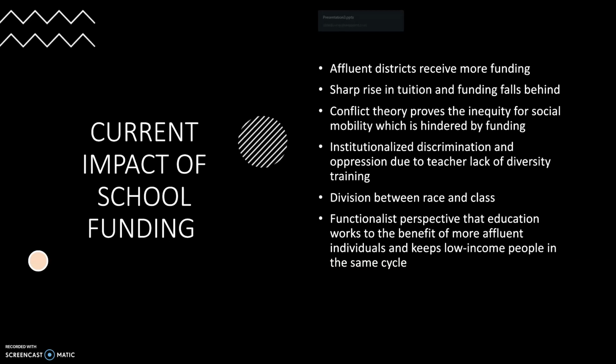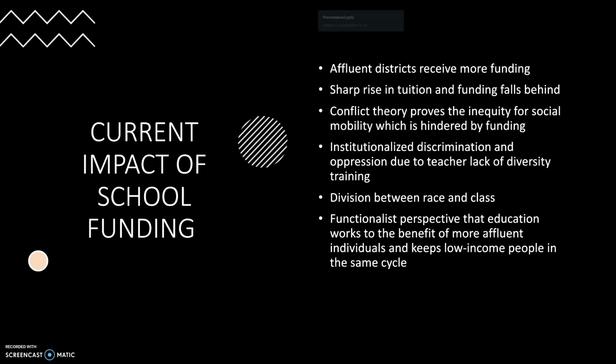And conflict theory proves that the funding plays a huge role in hindering social mobility, and it's creating more inequity when it comes to the division between lower income and higher income individuals, and higher income families and lower income families. And that shows us the ultimate effect of how funding is creating this division in itself, creating institutionalized oppression, institutionalized discrimination.